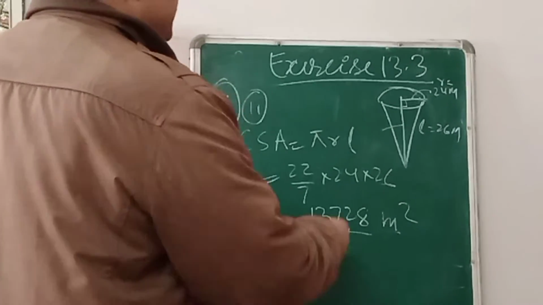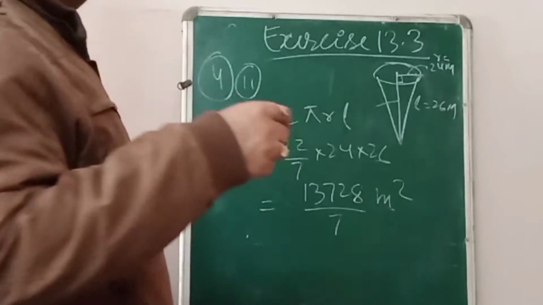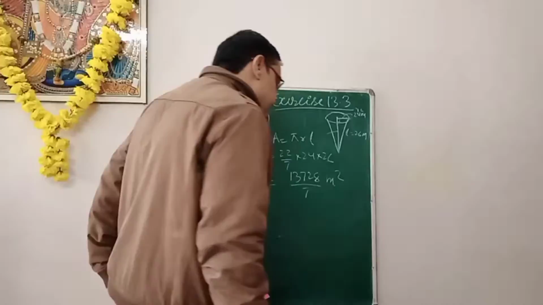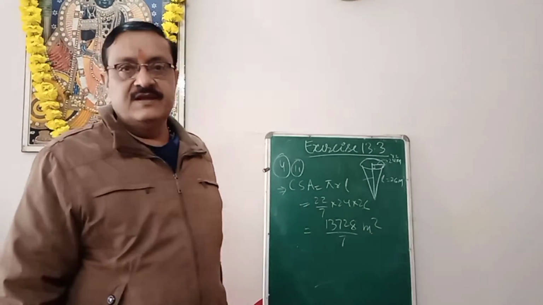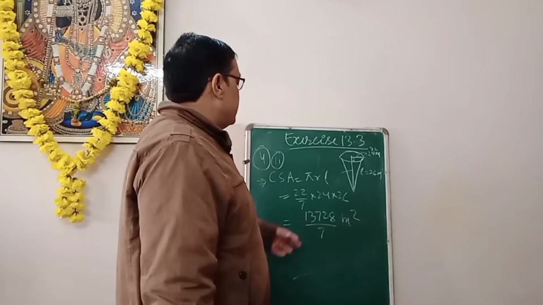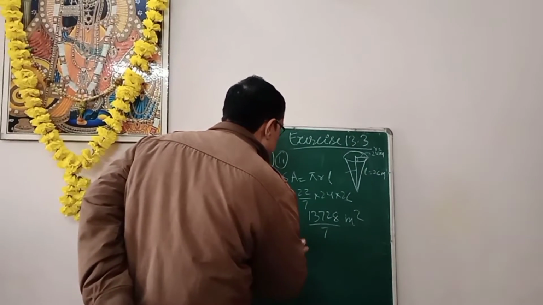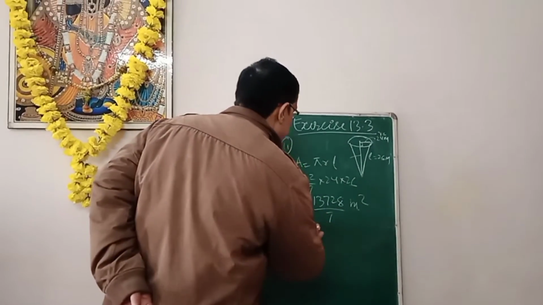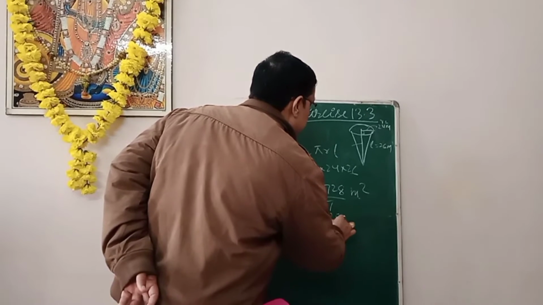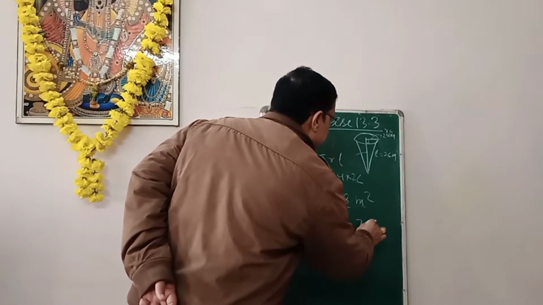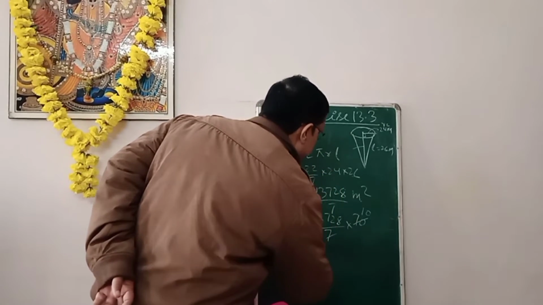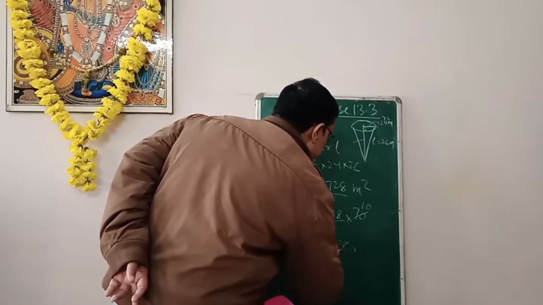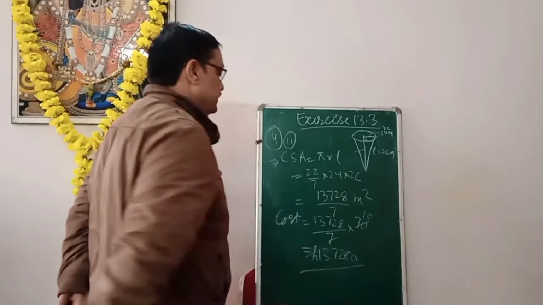Now what is the cost of making that tent if the canvas comes at rupees 70 per meter square? If 1 meter square of canvas comes at rupees 70, what will be the cost of making it? So for 1 meter square it is 70. So for this much meter square we need to multiply it by the cost rate, that is 70. So this is 10 and we get 137280. This much rupees is required.